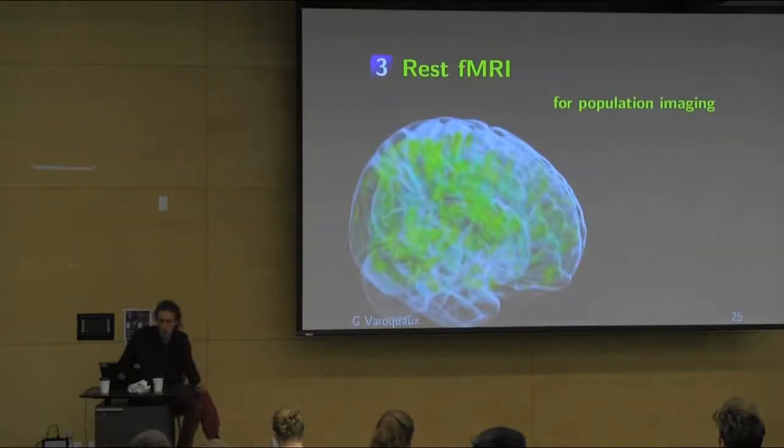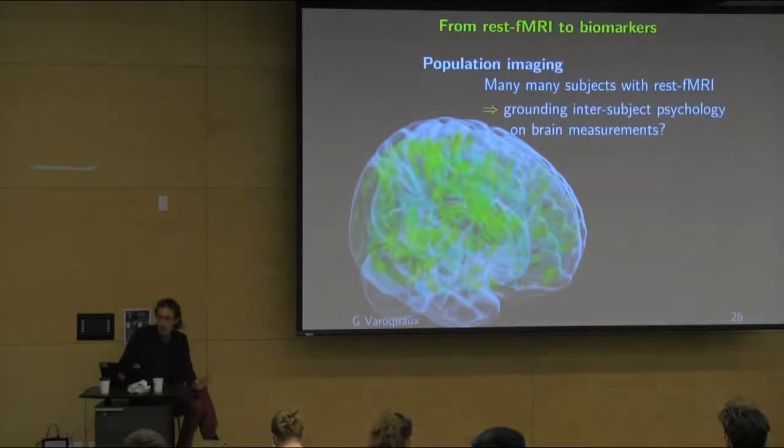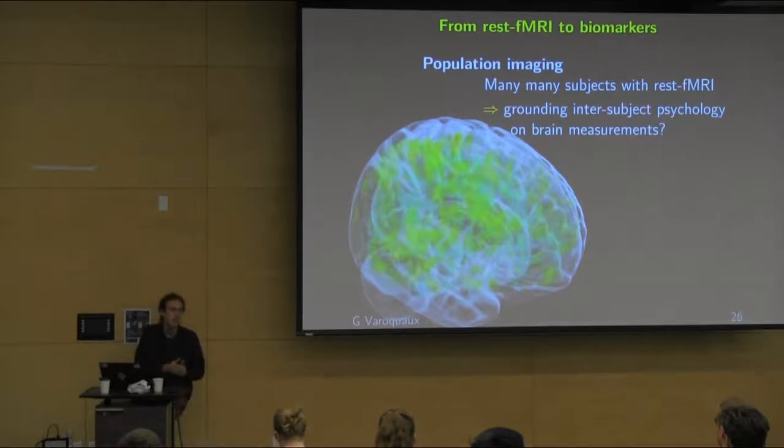So, talk a bit about rest fMRI. And for me, rest fMRI is interesting for what we call population imaging. And the idea is that these days we're starting to get huge amounts of subjects with rest fMRI. We're really looking at the 10,000, soon 100,000 subjects with rest fMRI. And from a data perspective, this is a much, much richer data set. So we can start learning structure in this.